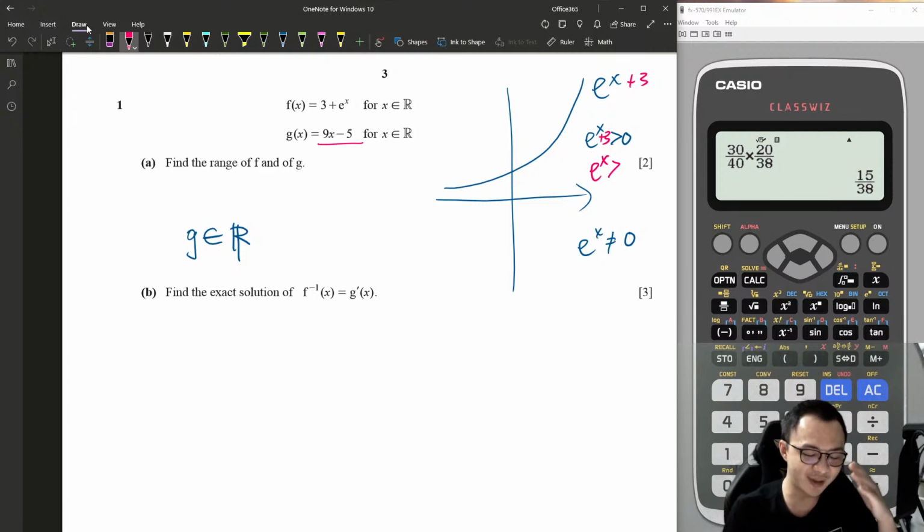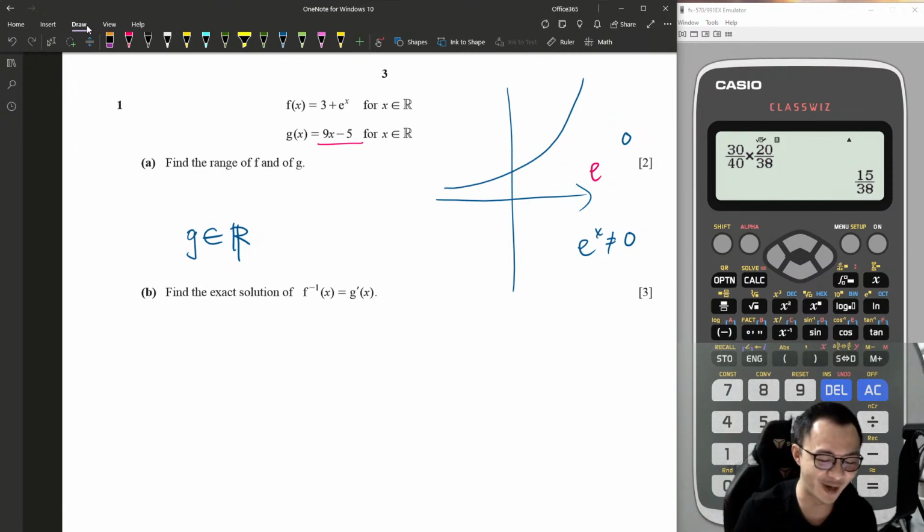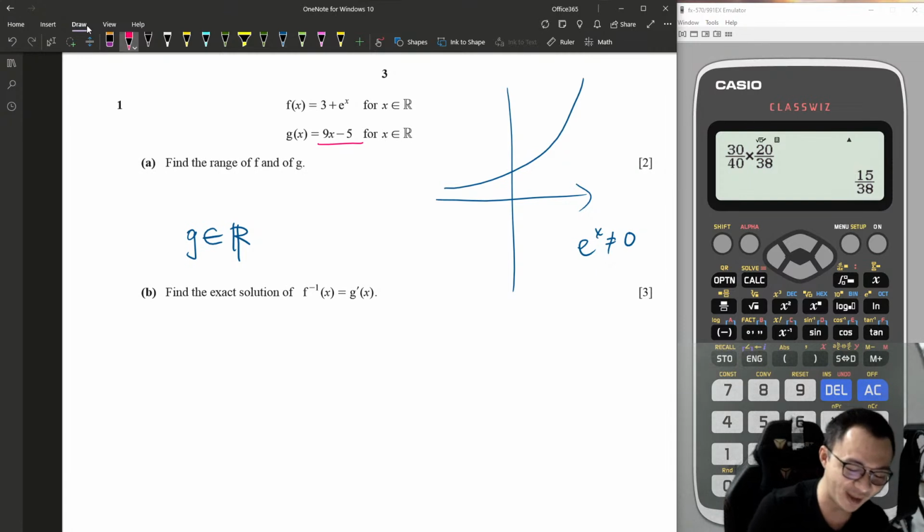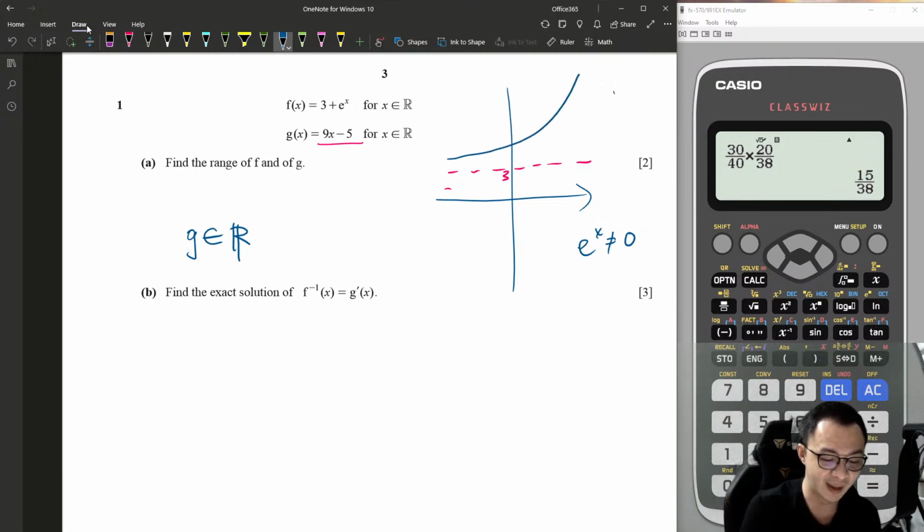This one is not really just moving it, because it's a new equation. Some students will just move the plus 3 to the other side to negative 3. It doesn't work that way. Basically I will have a line over here, let's say passing through the 3 here. My whole e^x graph will be above the 3. So my f must be above the 3.